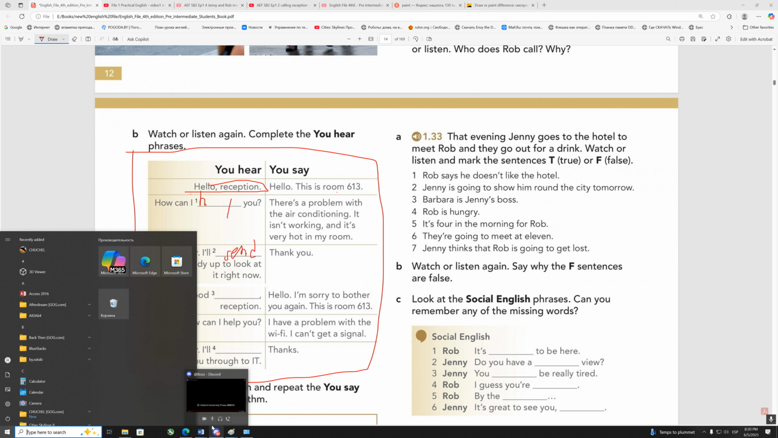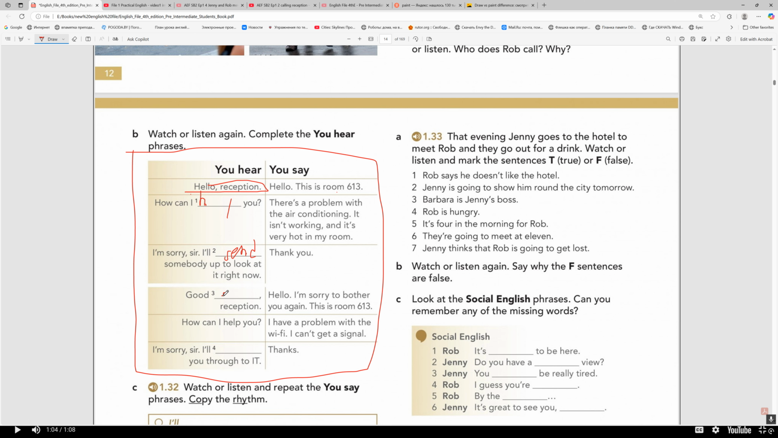Good evening, reception. I'm sorry to bother you again. This is room 613. How can I help you? I have a problem with Wi-Fi. I can't get a signal. The problem with the internet, yeah. I will put you through to IT.